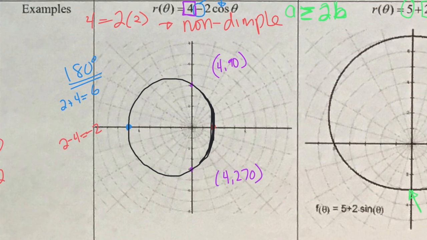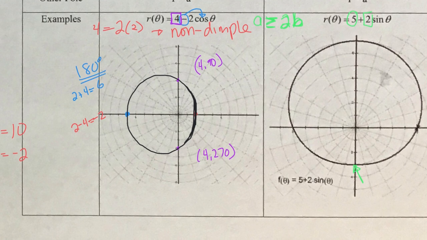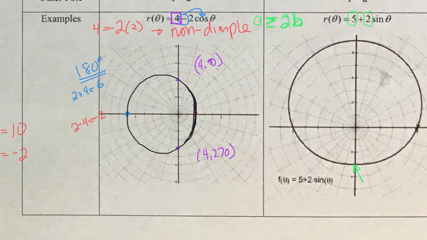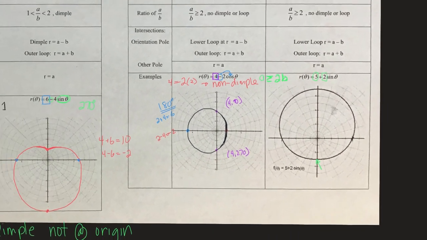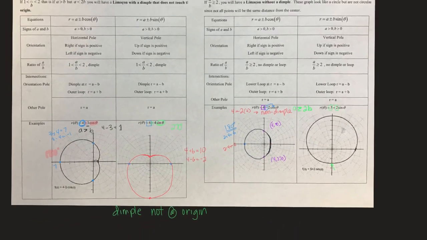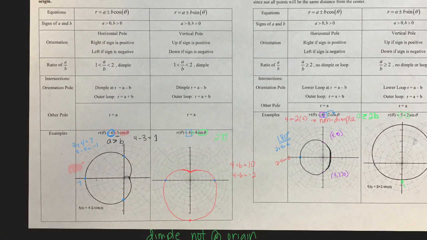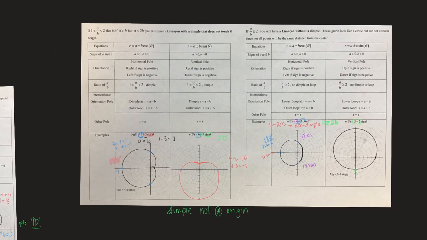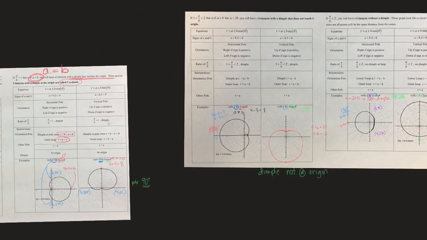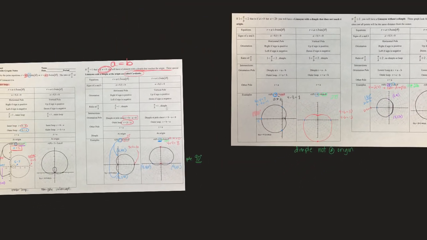So if your B value is less than double, it's about how the A compares to the B. That's how we know whether we have an inner loop, a cardioid, a non-origin dimple, or a flat one. Remember, these are all called limacons, and they all have an A plus or minus B.